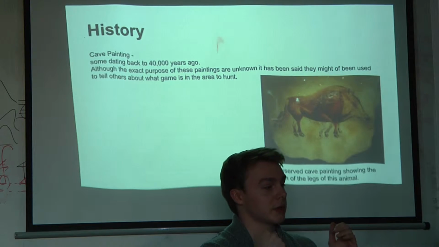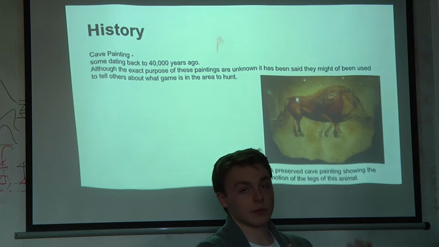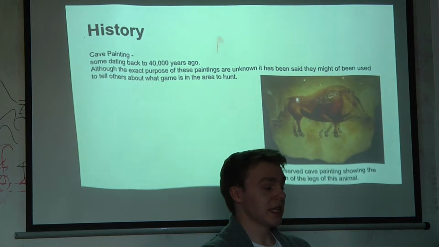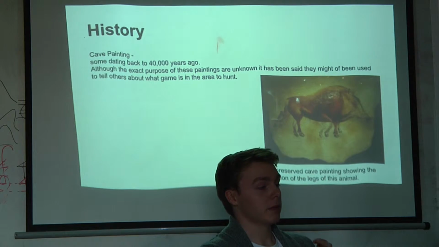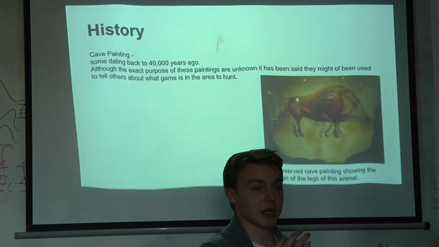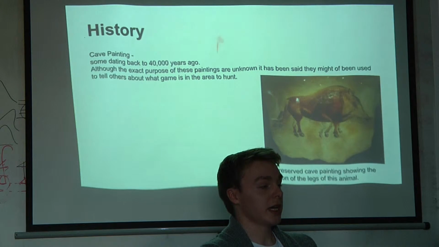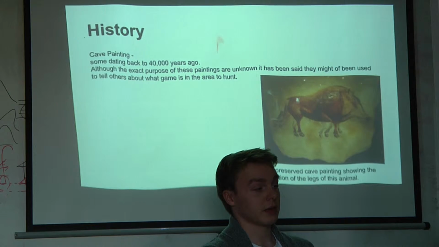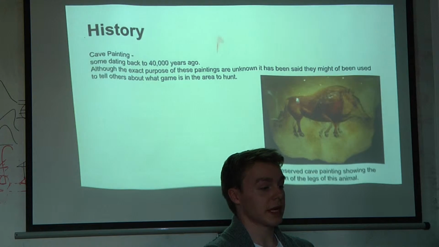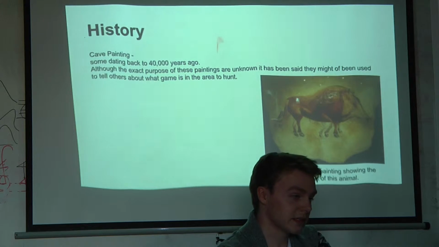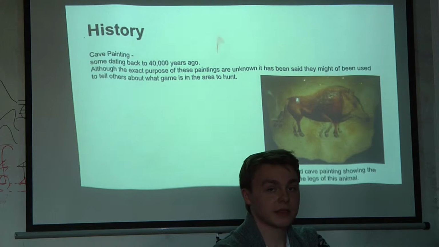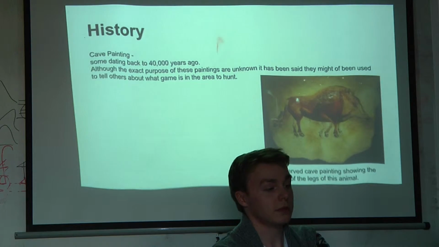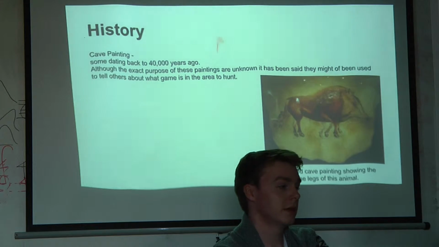So a short history. This is a cave painting. Some cave paintings date back to 40,000 years ago. We're not exactly sure what the purposes of these were, whether it was just creative expression or something like that. But there have been theories that say they might have been used to tell others what game there was to hunt in the area. But if you see this cave painting here, it shows the motion in the legs, which is a good first example of an attempt at animation.